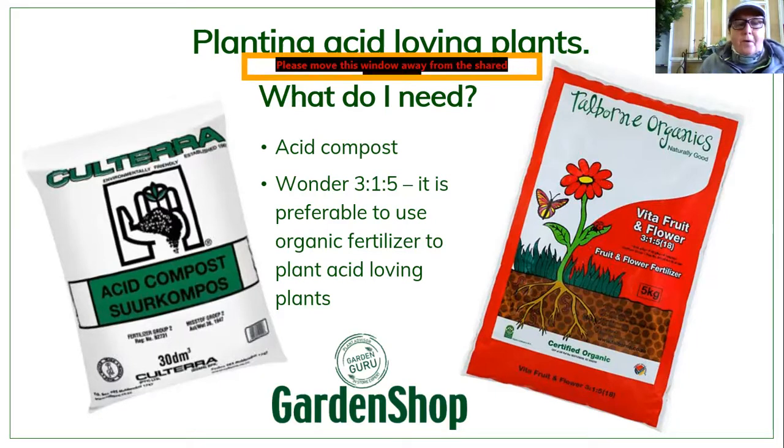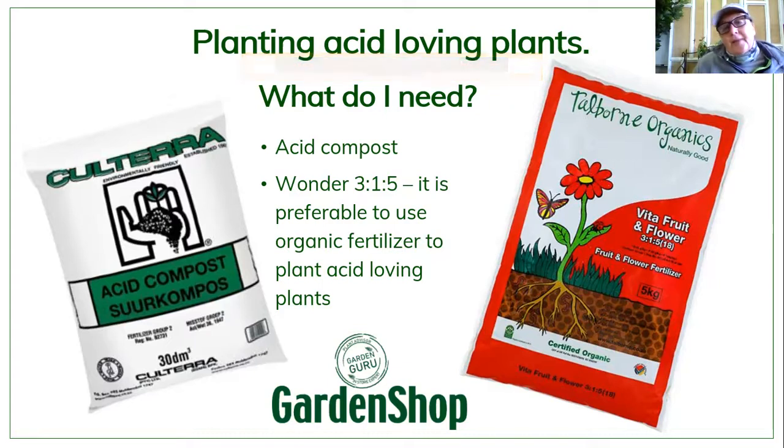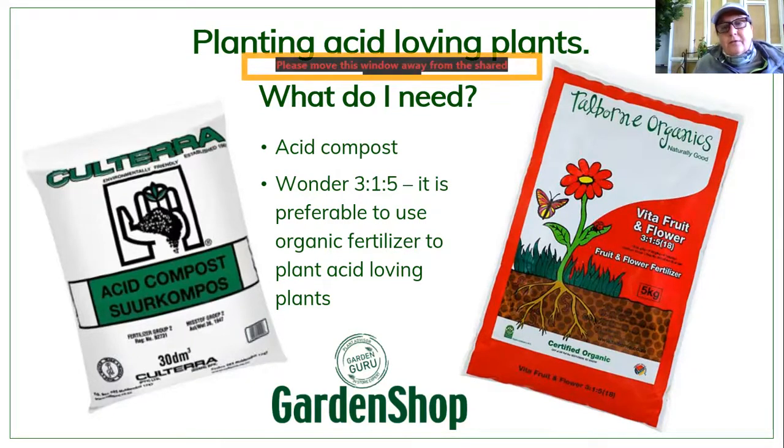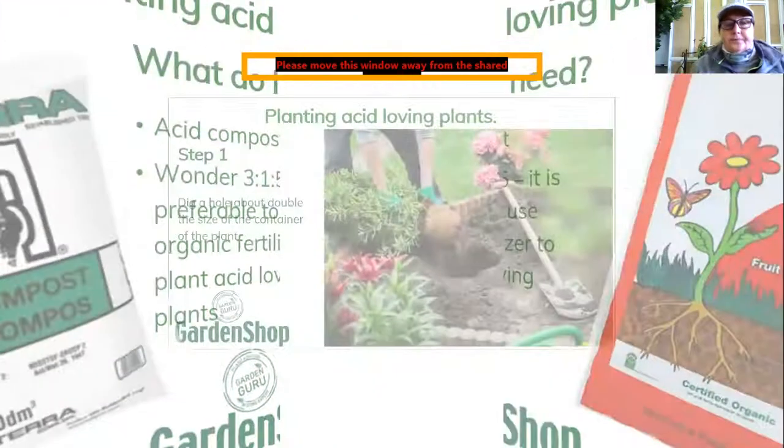So how do you plant an acid-loving plant in our area? You're basically going to need acid compost, and then you're going to need some 315 fertilizer. Now, with acid-loving plants, I prefer to use organic fertilizer, because that stimulates the microbes in the soil, which will then help to maintain that acidity in the soil.